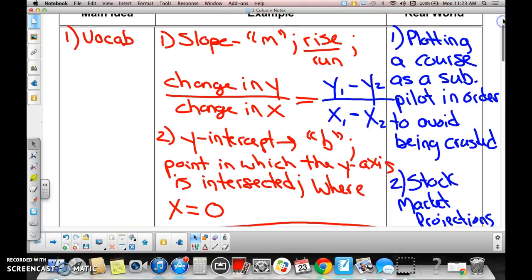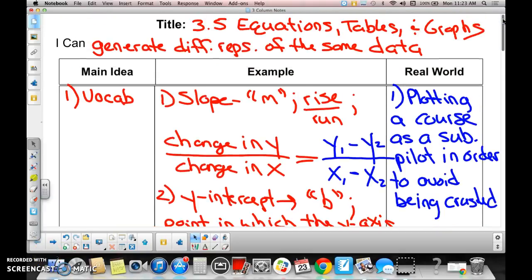All right, what is our I-CAN statement for 3-5 equations, tables, and graphs? Taruna, go. So after our lesson today, you should be able to represent data in different ways. So vocab, we talked about slope, super important.